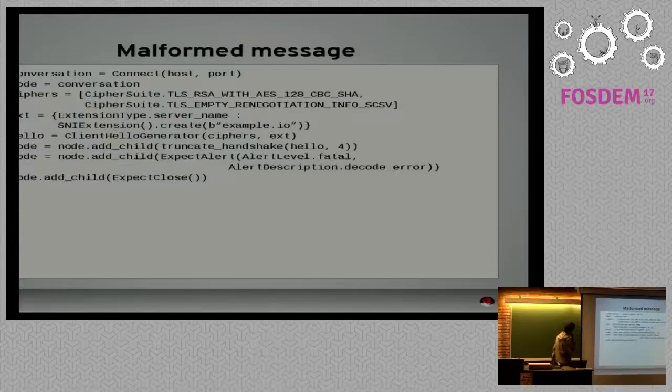We can also create malformed messages. So we can create a regular client hello and then tell it to truncate that handshake message by 4 bytes. And as a result, we should get a decode error, which indicates that the server has noticed that that message is malformed because it's missing those 4 last bytes, and then should close the connection.